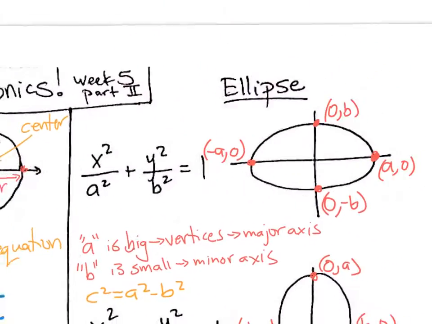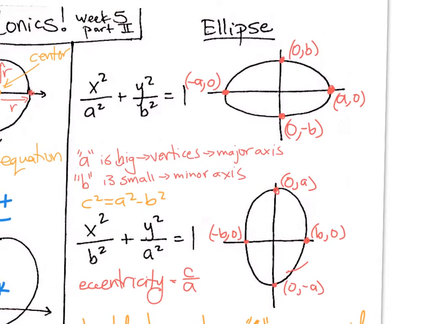So from circles, we moved on to ellipses, and take a look. The ellipse can either be squished to the side or squished up and down. And if it's squished to the side, it means x has the larger number underneath it. And if it's squished up and down, it means y has the larger number underneath it. So in defining and using these variables a and b for the ellipse, a is always the big number. That's where we find the vertices. So these would be the vertices.